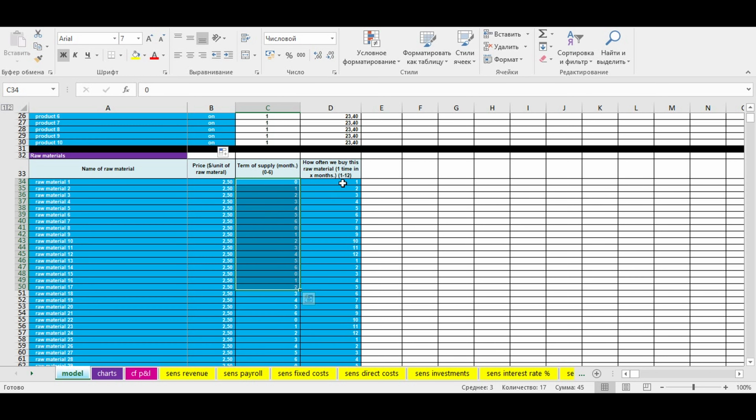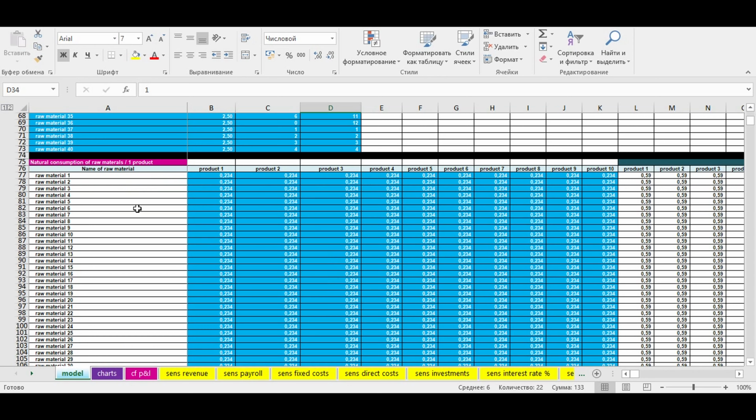The next column describes how often we buy each raw material. 1 means we buy it every month. 4 means we buy it once in 4 months. 12 means we buy it once a year. Here we can enter amount from 1 to 12.